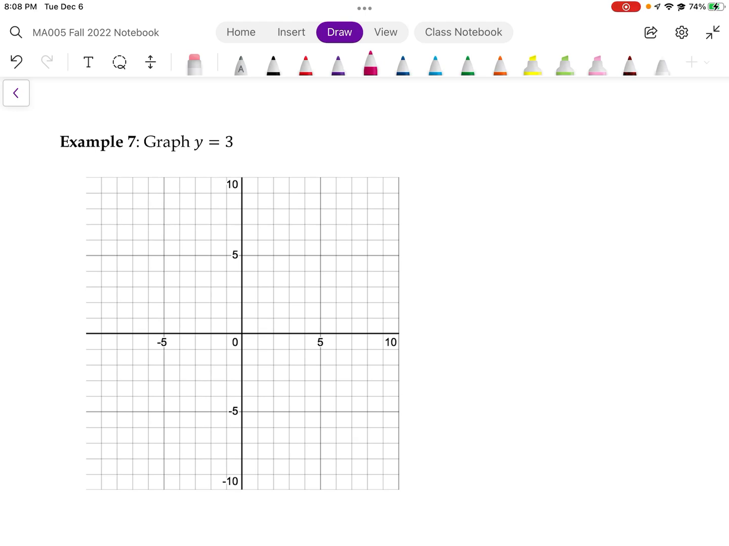So where is it always y equals 3? y equals 3 is here, and y equals 3 is here, and y equals 3 here, and here, and over here. That means we've got a line, y equals 3. Looks like that.